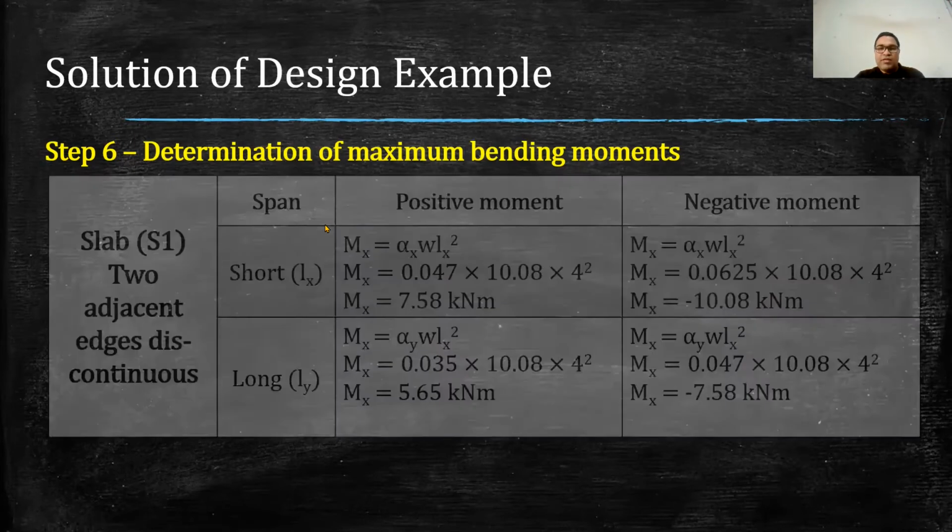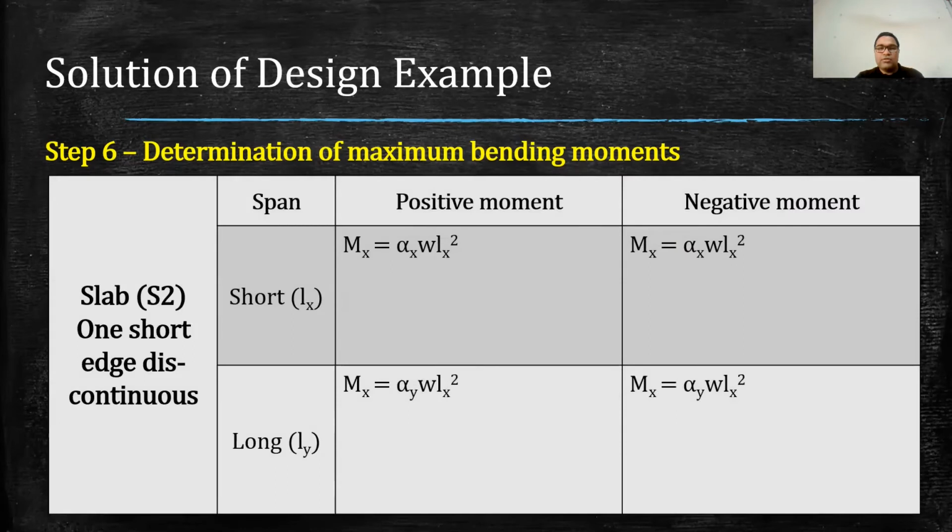Similarly, we will now try to find out for slab S2. Now, slab S2 has a condition that one short edge is discontinuous. Now, only 9 cases in the table are given. So now we will see whether this case will fall in those 9 cases.